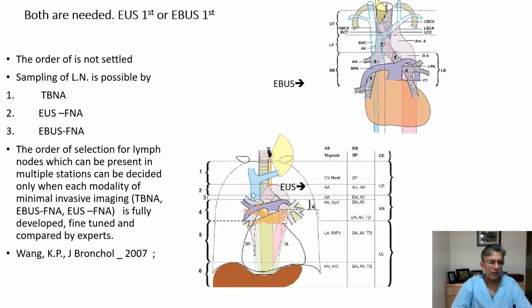Coming to one of the few interesting points that I want to make: what is needed? EUS, EBUS, both are needed, and what is the order of selection? Is TBNA required or not? I want to emphasize this is the EUS image and this is the EBUS image. These are two different ways of looking at lymph node stations when we are doing the imaging, but both are required and both can be done, and this is the difference in imaging between EUS and EBUS. Both have about 6 stations.